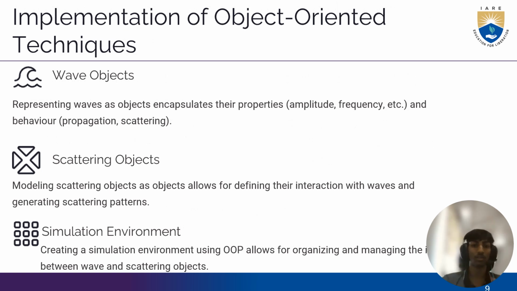So, implementation of OOPS, object-oriented techniques. The first one, wave objects. It represents waves as objects and encapsulates their properties, amplitude, frequency, etc., and behavior, for example, propagation. Scattering objects. Modeling scattering objects as objects allows for defining their interaction with waves and generalizing scattering patterns.